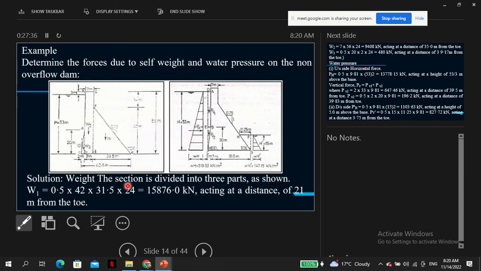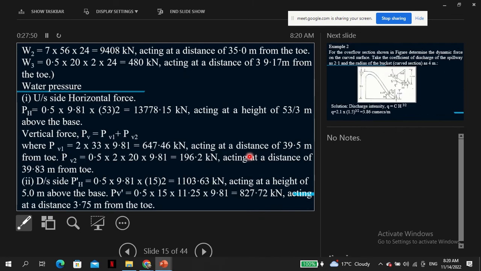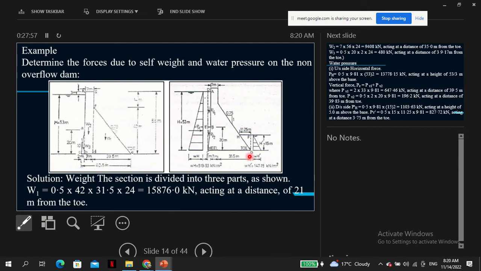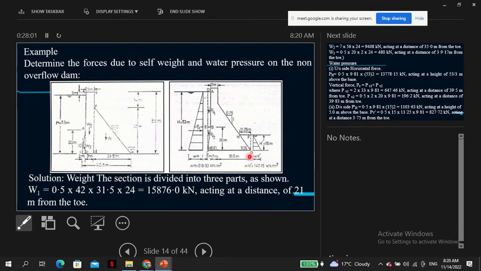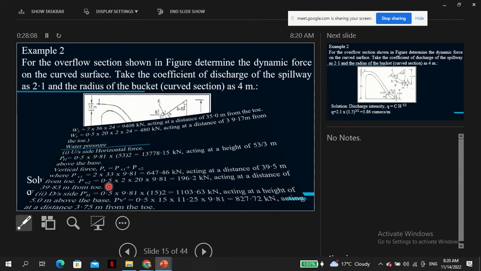The rest, you can go spend some time to see. So the downslope, again, you can see there how to calculate the horizontal force and the force above the base, I mean the height of water above the toe on the downslope side. So these are the values given there. You can check for yourself.